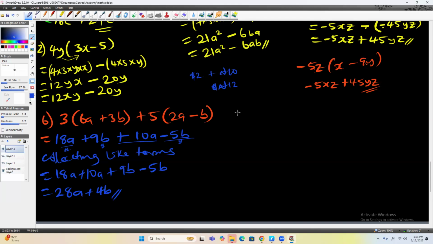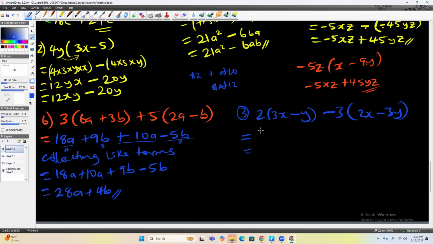So you have that. That is how to solve questions like this. You can try this one out on your own: 3x minus y minus 3 into 2x minus 3y. That would be a bit reasonable.